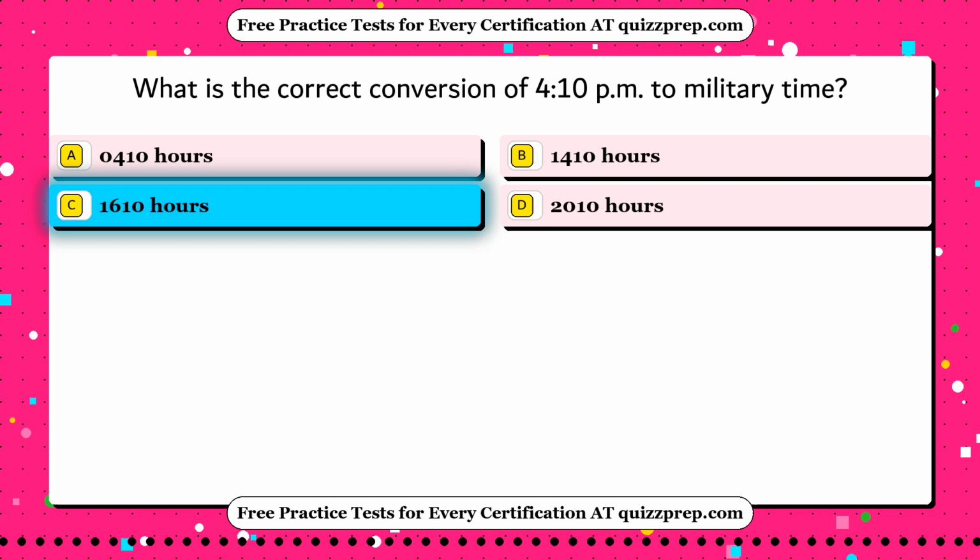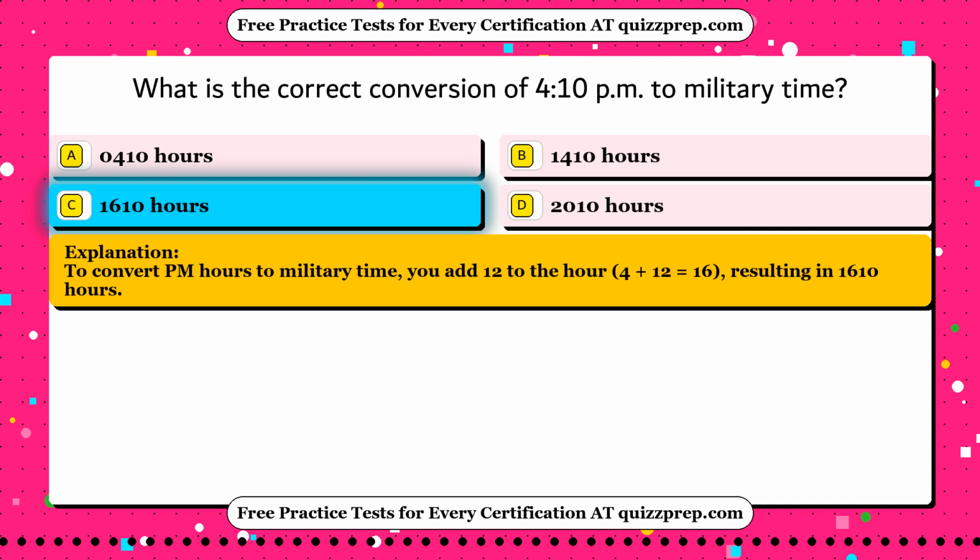The correct answer is option C. 1610 hours. To convert PM hours to military time, you add 12 to the hour. 4 plus 12 equals 16, resulting in 1610 hours.